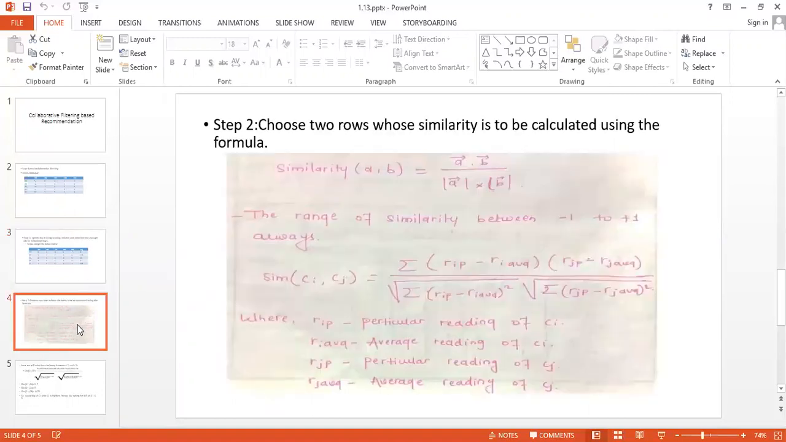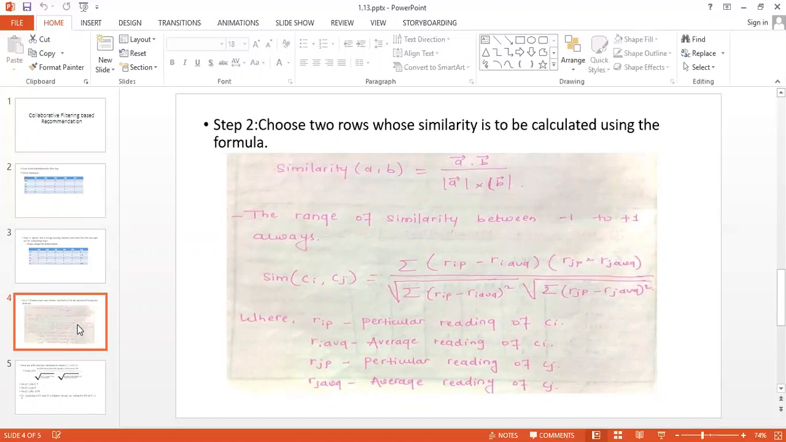Now step 2 will be to choose 2 rows whose similarity is to be calculated using the formula. What we have to do is calculate the similarity between 2 rows. Rows contain the customer's rating for every movie. We have to check the similarity between the customers, like which customer is giving rating to which movie and what is that rating. On the basis of that, we will decide whether there is similarity between ratings given by one customer and another customer. For that, we have to choose 2 rows and calculate the similarity.